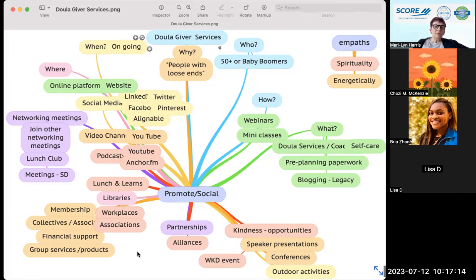And then also you might want to take a look at maybe joining memberships or starting one. If you need financial support, if you don't need a loan, you can look at some grants. And there's group services or products.